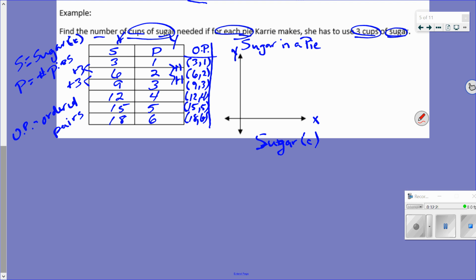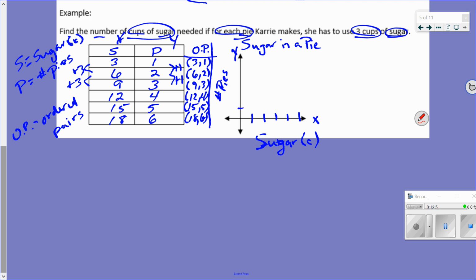Pies. What about the pies? The number of pies. So I'm going to put hashtag pies. Sugar, and that's a C for cups. Hashtag, number of pies. If you want to write it out, number of pies, feel free. I like hashtags. And now, next step, we need to make our intervals.